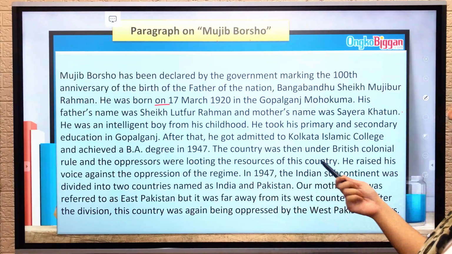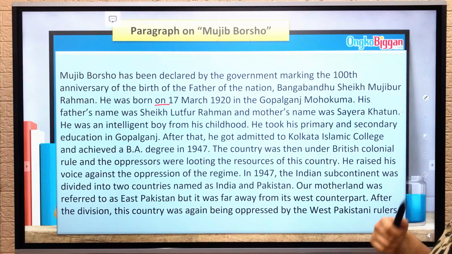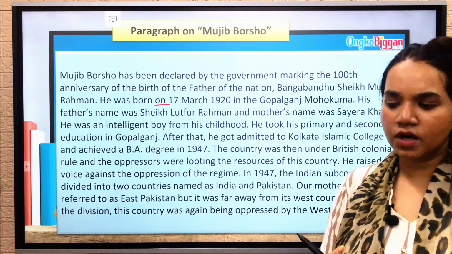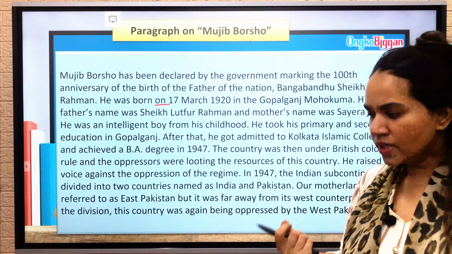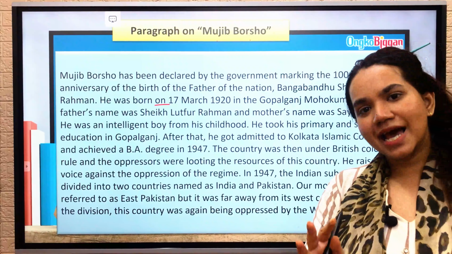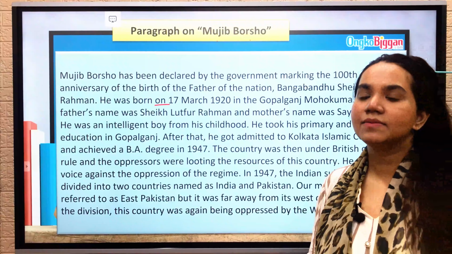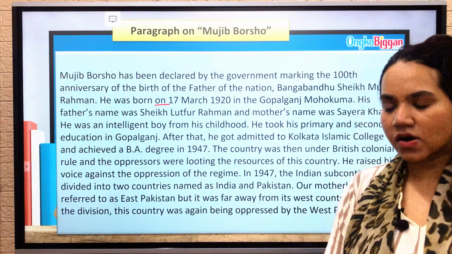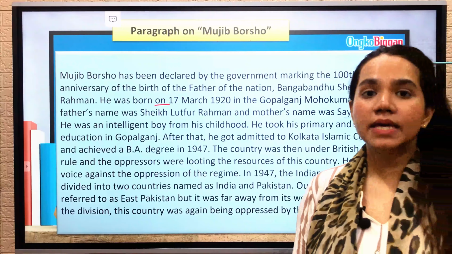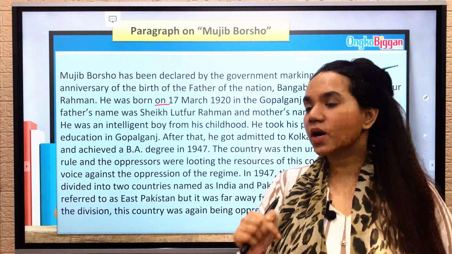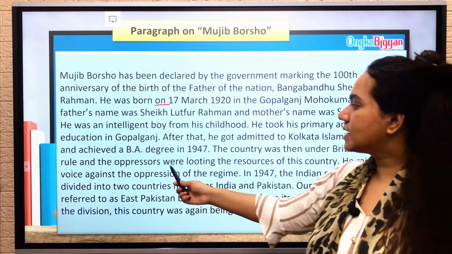Then the oppressors were looting the resources of the country. Why was there a war in the first place? Why was there so much chaos in the first place? Because those British people, when they were here, if they just had left us in peace, then we would not actually fight. Maybe if they left us in peace, if they gave our rights, if they gave our freedom, maybe even till now, we would all be having many British people surrounding us. But do we right now? No, because they were oppressors.